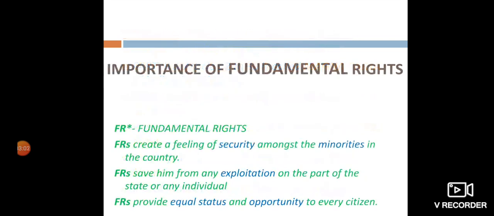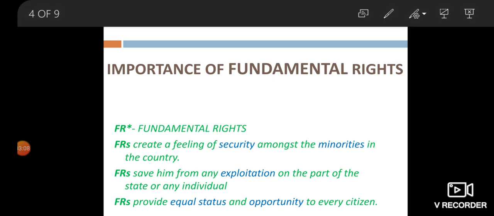Let's move further and see the importance of fundamental rights. Here FR is the short form for fundamental rights. Fundamental rights create a feeling of security amongst the minorities in the country. First of all, you should know what minorities are. A minority is the population which is less than others, meaning whose population is less. You can say except Hindus, everyone is a minority, like Sikhs, Muslims, and all that. So here fundamental rights take care of the security of these minorities.